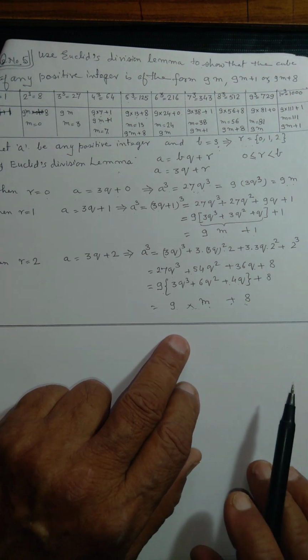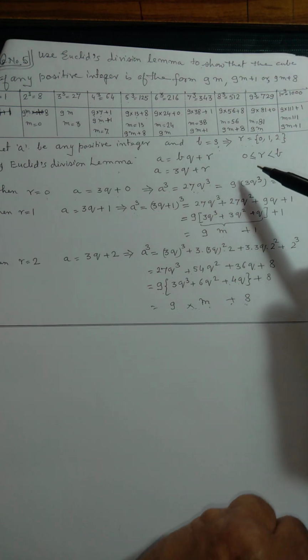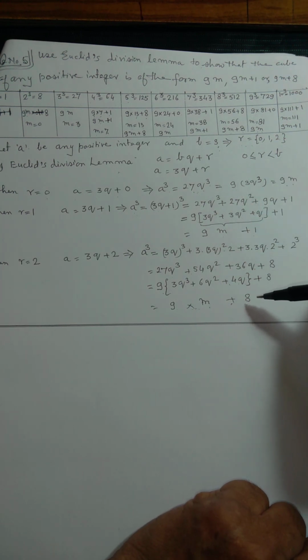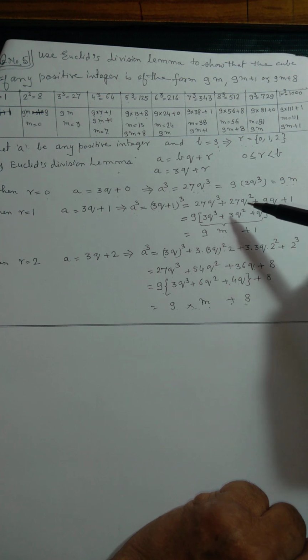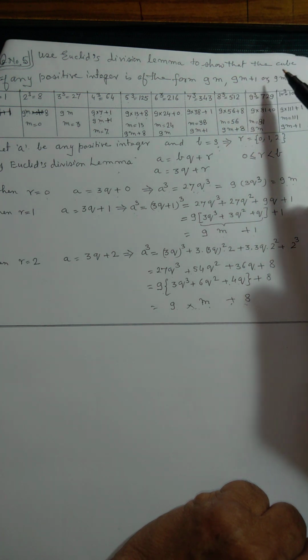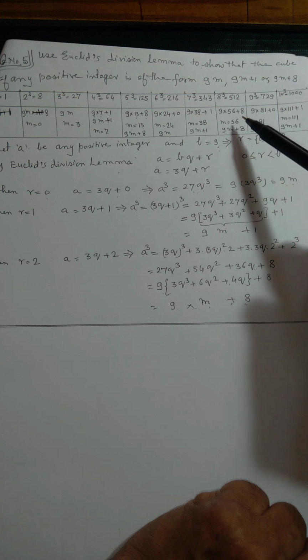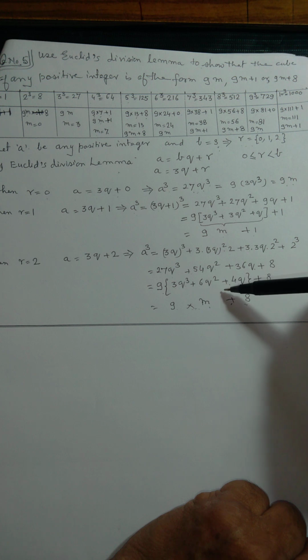So all these numbers, this data and information proved that any number whose cube can be expressed in the form of 9m, 9m plus 1, or 9m plus 8. I have proved it numerically also, and the theoretical part I have also mentioned here. That's all.